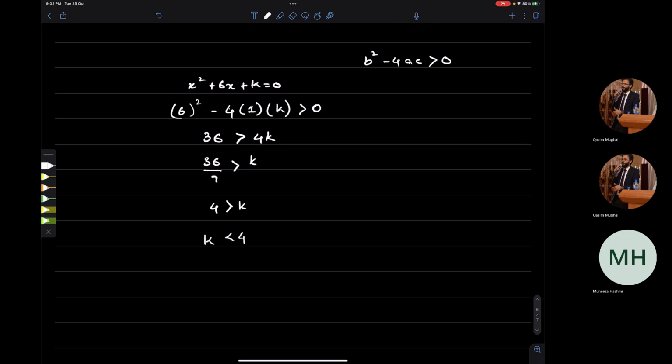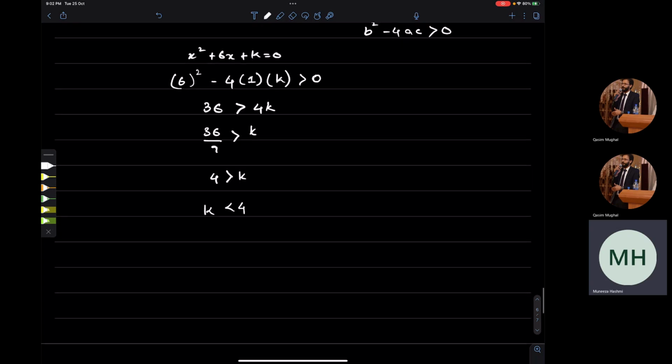Find the values of k for which this equation. So why is it 36 divided by 9 instead of 4? Sorry. My bad. I'm really sorry. I had it 9 before the division, so I put that there. Ah, 9.